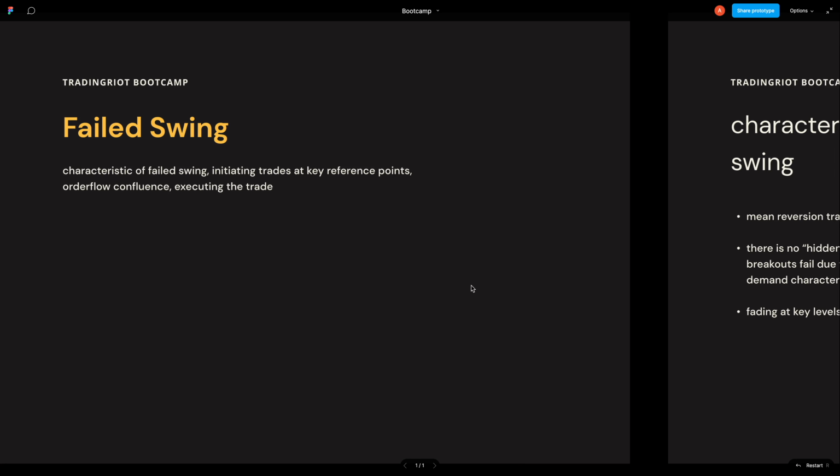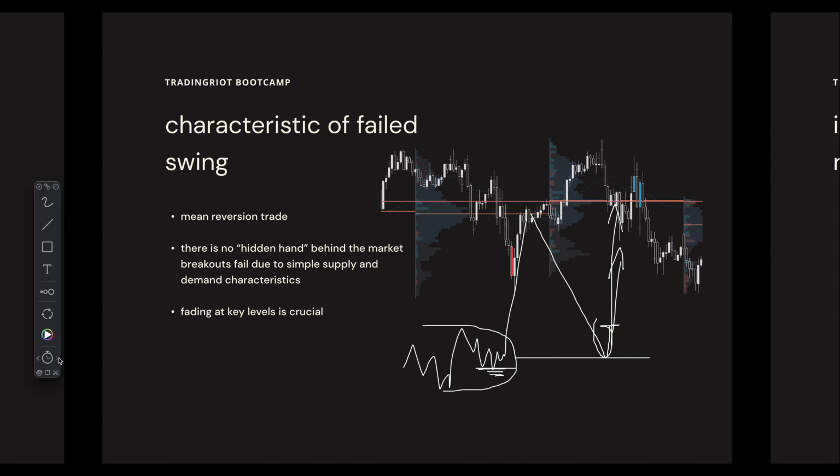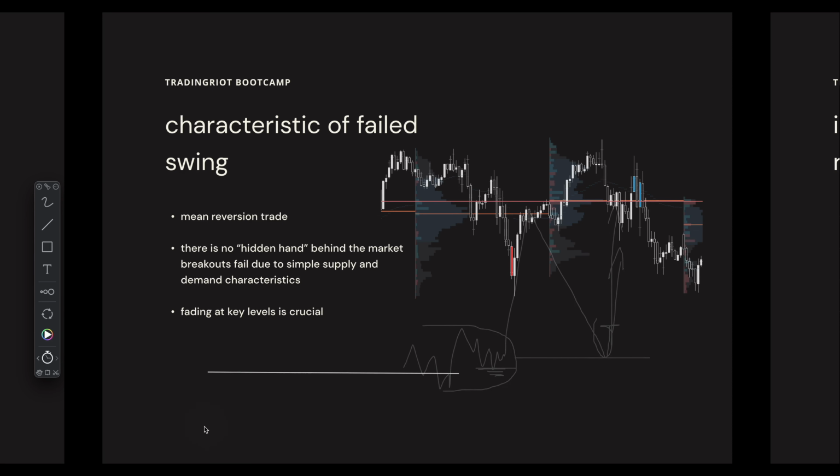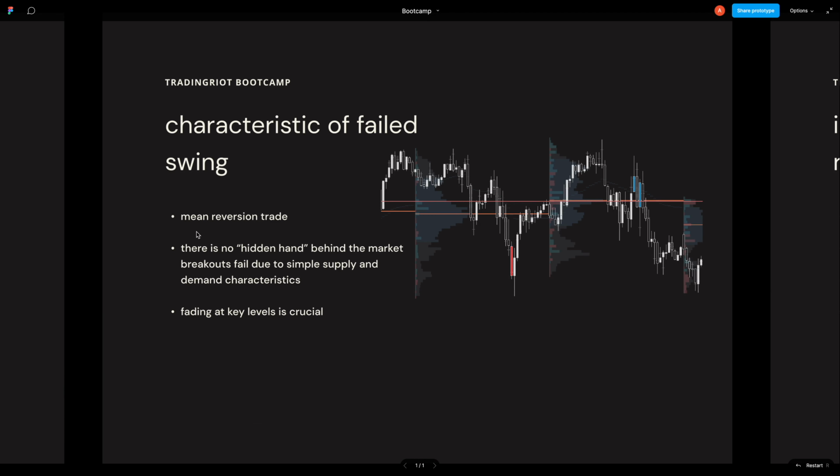So the first one is a failed swing, and obviously the characteristic of a failed swing is that it's a mean reversion trade. This is kind of self-explanatory, but there is a mean reversion to it. You have any sort of balance in a ranging environment, and you are just trading back inside any sort of mean. So this is a mean reversion trade.